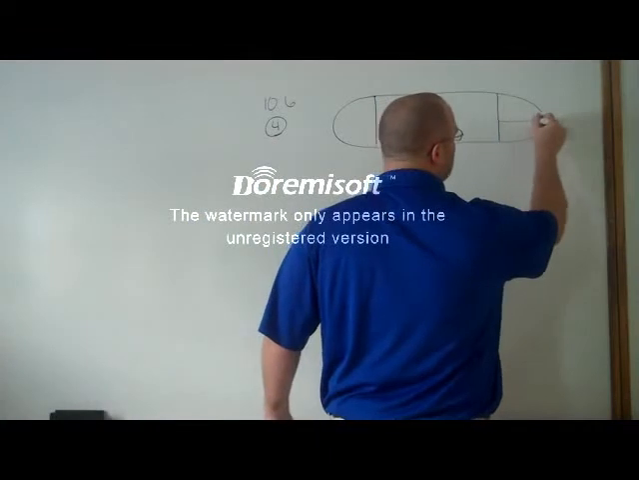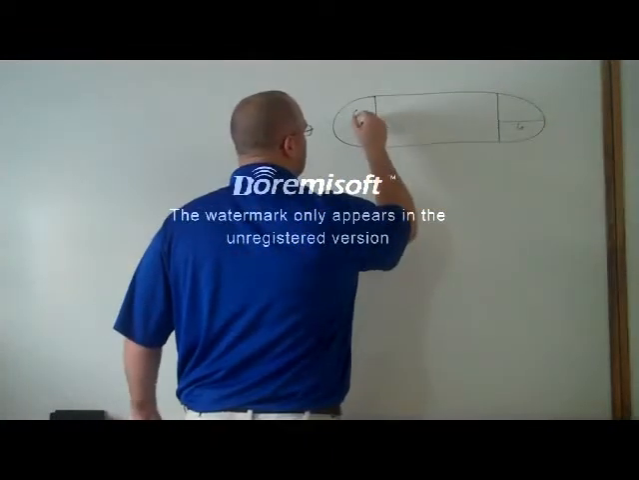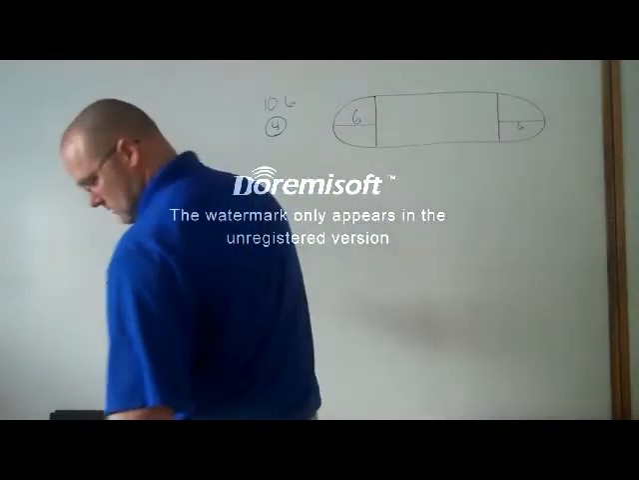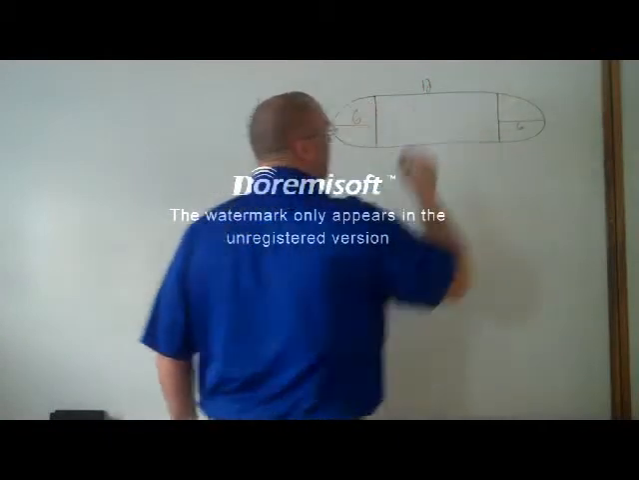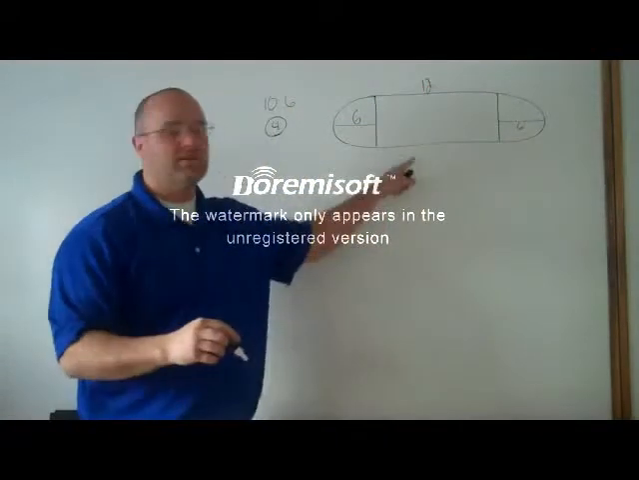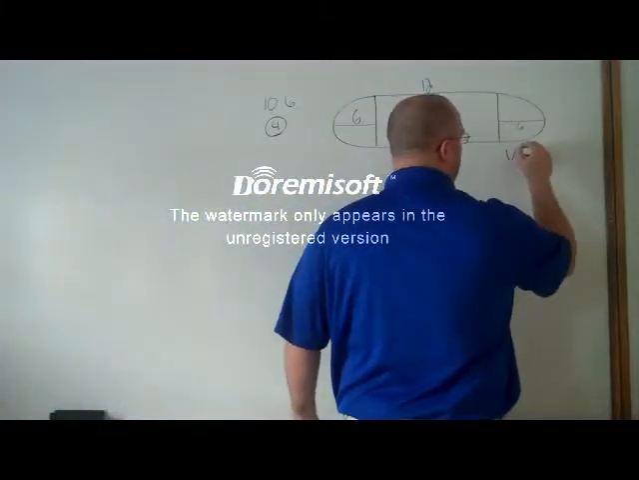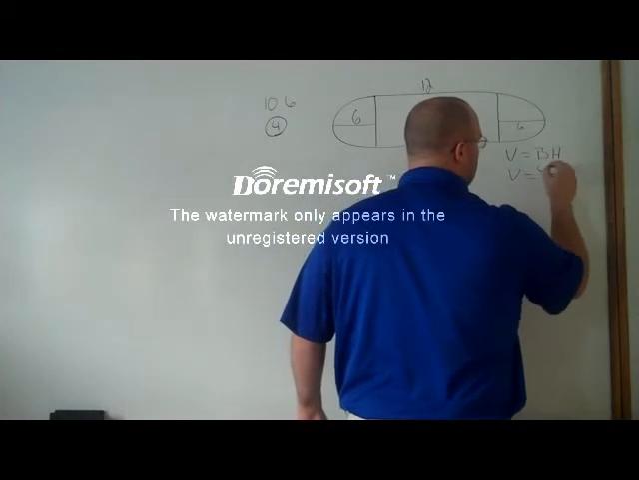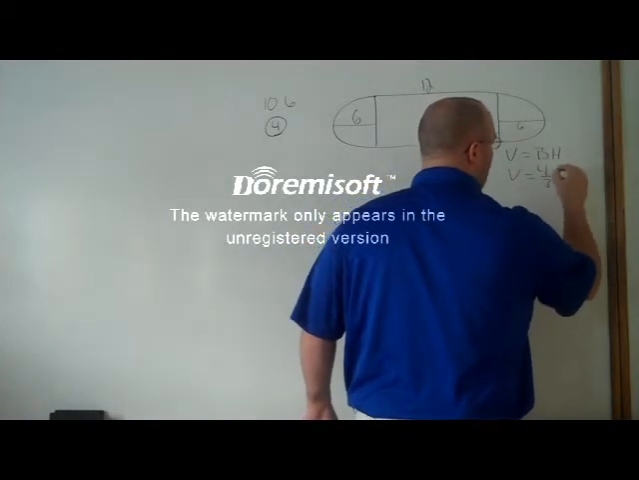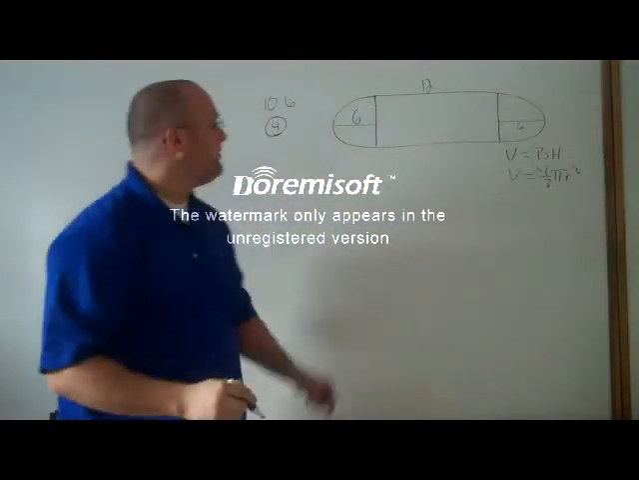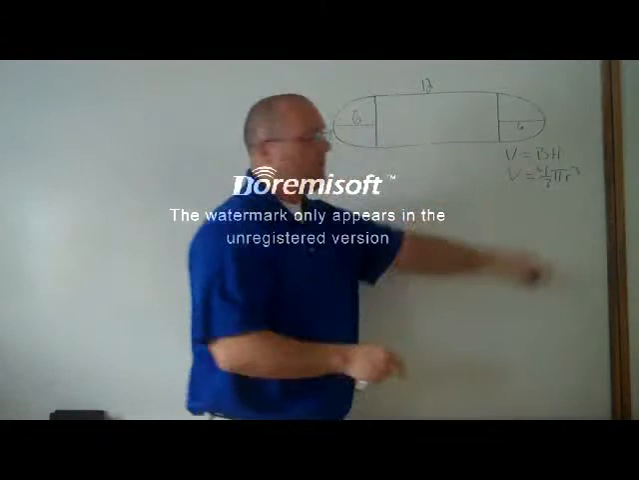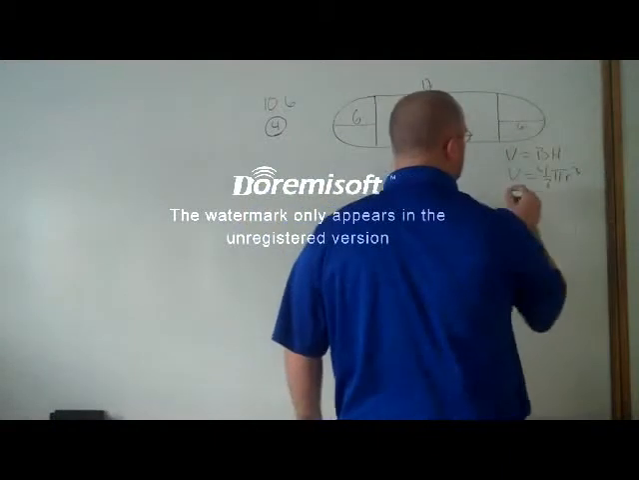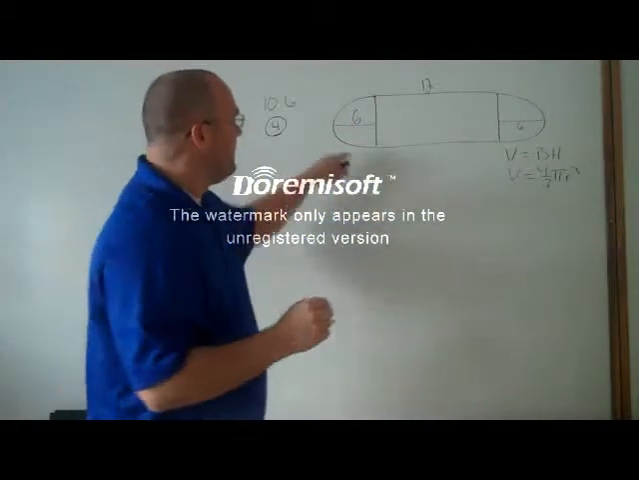And it says, this is 6. This is 6. And this is 12. All right? The formula for a cylinder is volume equals base times height. And volume for a sphere is 4/3 pi r cubed. So if we take these two hemispheres together, they're going to make a full sphere, right? So all you're going to do is use the formula. Okay? Put those two together.